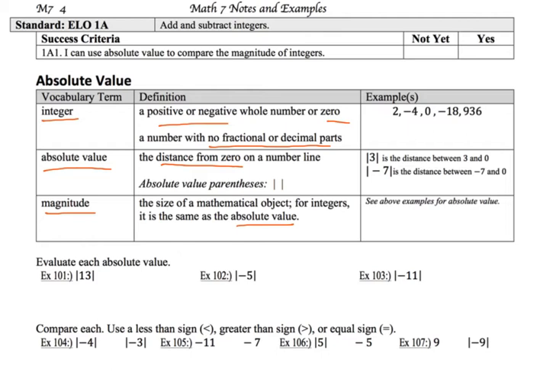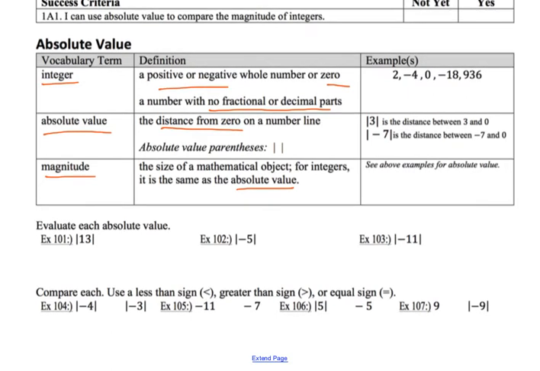So the size of negative 3, it's 3 away from 0. Its size is 3. Okay, just evaluating these. Evaluate absolute value of 13 is just 13. The absolute value of negative 5 is just 5. The absolute value of negative 11 is 11. Now we're going to compare. Use a less than sign, a greater than sign, or an equal sign. The absolute value of negative 4 is 4. The absolute value of negative 3 is 3. Since 4 is bigger than 3, this is greater than.